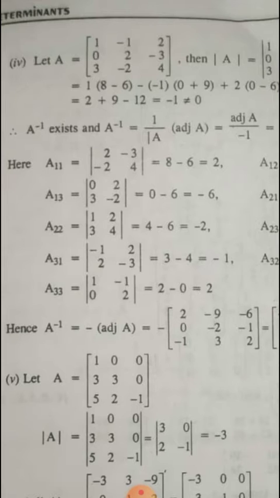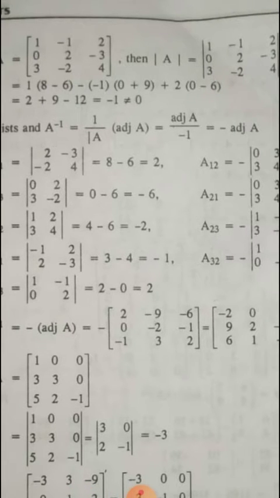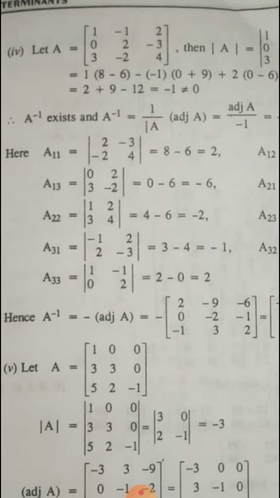Then the cofactor will be [0 3; 3 4], and multiplying 0 with 4 minus 3 with minus 3 we get next. Again the third one, this is again an even place, so the value will be taken positive, and the cofactor will be [0 2; 3 -2]. So 0 is multiplied with minus 2, and 3 is multiplied by 2. This is the expansion of this matrix, and after calculating we get the value minus 1, which is not equal to 0. It means the inverse of this matrix exists.